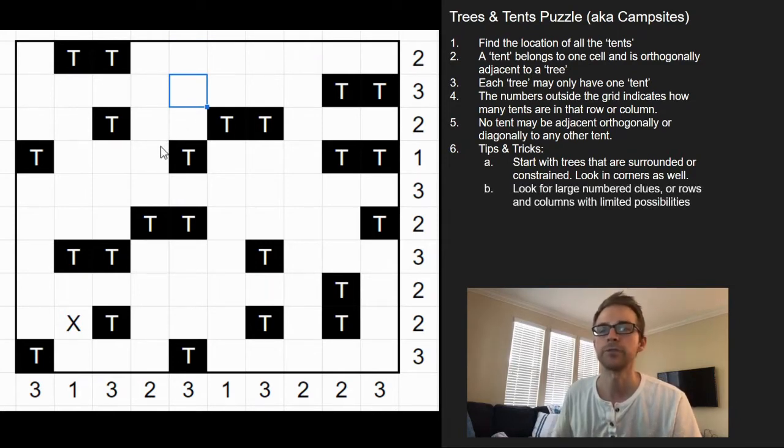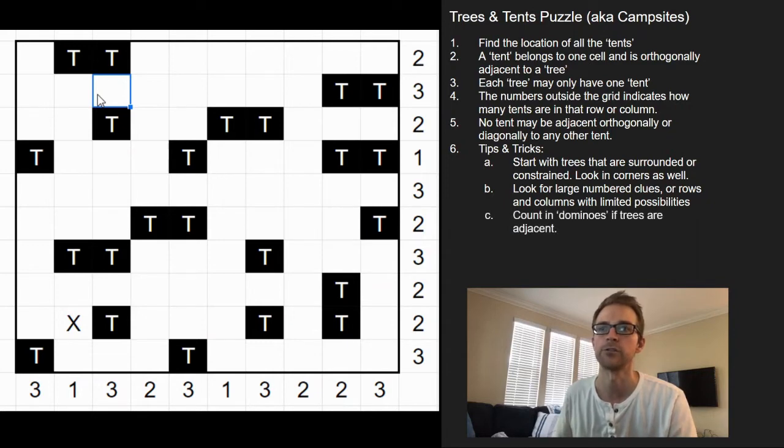The next thing I would say is look for large numbered clues in rows or columns that have limited possibilities. So if we look at this 3, for instance, it might seem like there's a lot of spots for tents, right? 1, 2, 3, 4, 5 spots. But remember, you can't have tents next to each other.